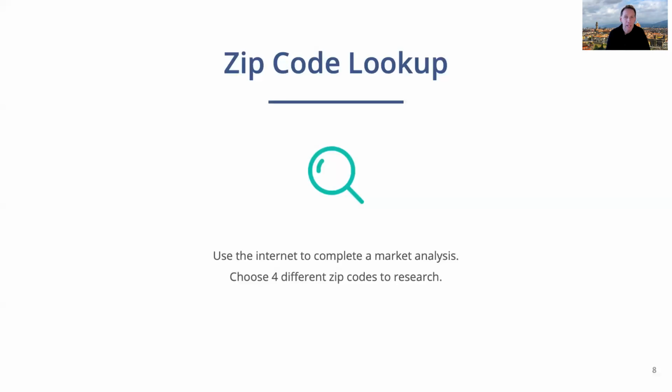So let's talk a little bit about the activity. This is an activity called zip code lookup. In this, you're going to be performing a market analysis. The worksheet has websites that you can look up, and you can research different characteristics, the geographic, the psychographic, the demographic. It gives you space to choose 4 different zip codes.